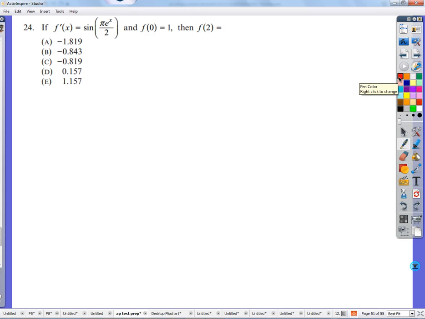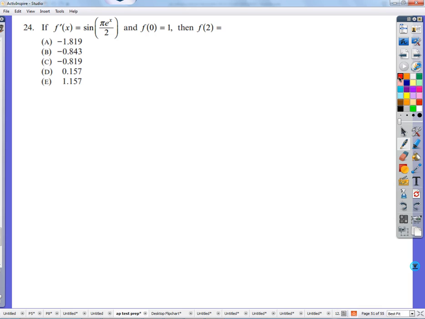If f prime of x equals this, that, and f of 0 equals 1, then f of 2 equals... So they give us f prime. They ask us... you have to find the antiderivative. But keep in mind, we're on number 24 here. The first part of the test is multiple choice. The multiple choice portion is kind of two parts. One part you can use a calculator, the other part you can't. This is the part that you can. Okay? You can use a calculator on this part of the multiple choice.